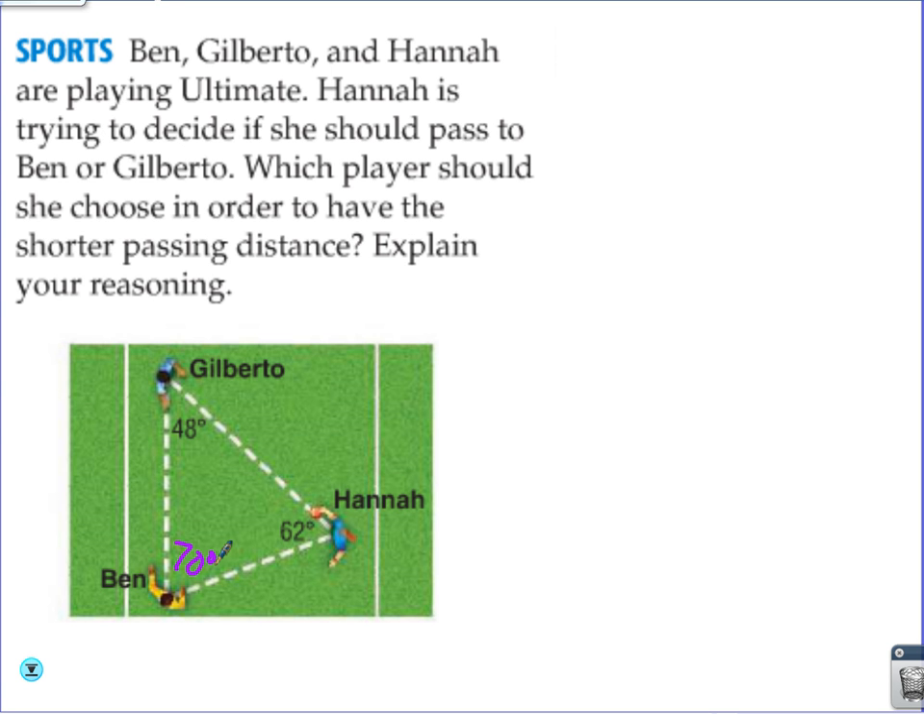So, which player should she choose? Who's throwing at Hannah? We need to know if this is closer or if this is closer. The shortest angle is across from the smallest side. So therefore, the smallest angle, since this is a 48-degree angle, I would say the pass from Hannah to Ben would be the better pass to make. Any questions?